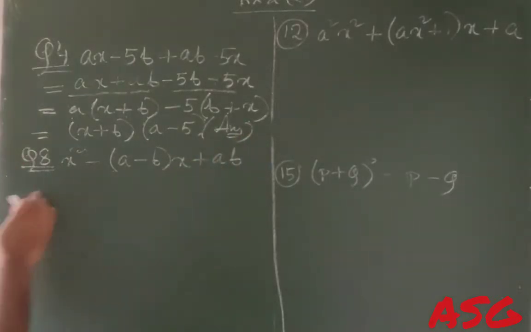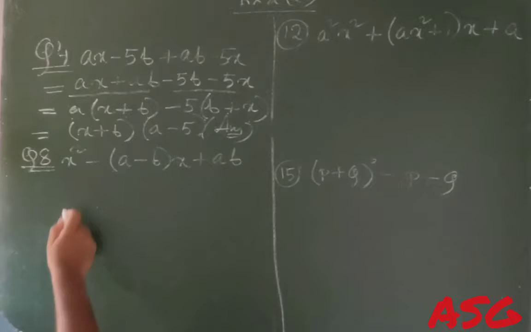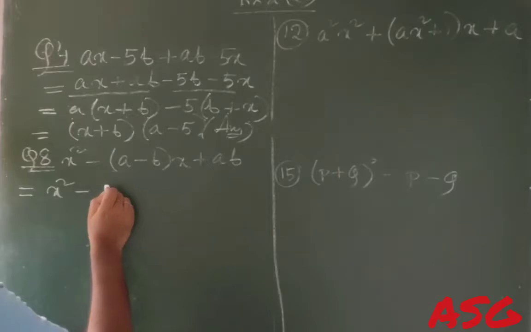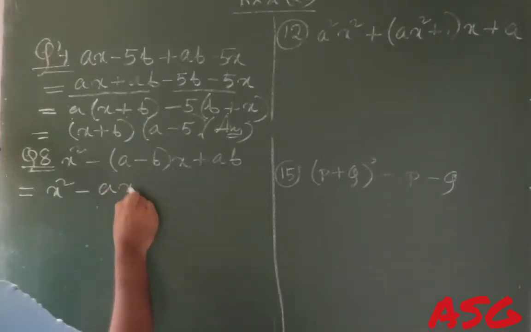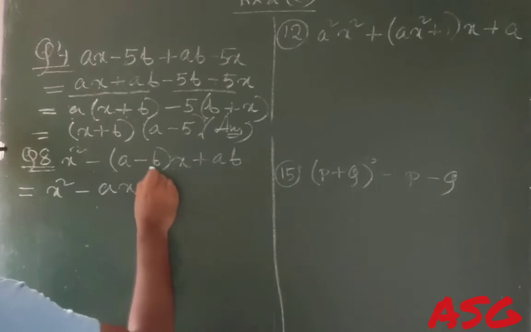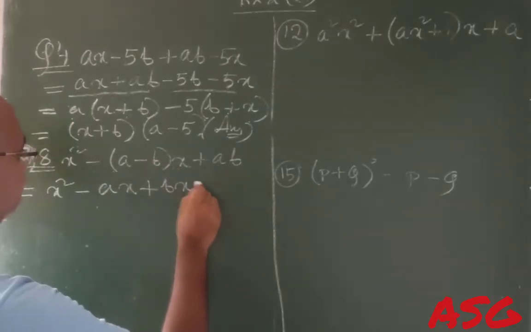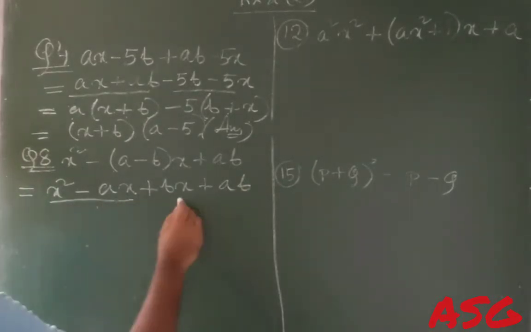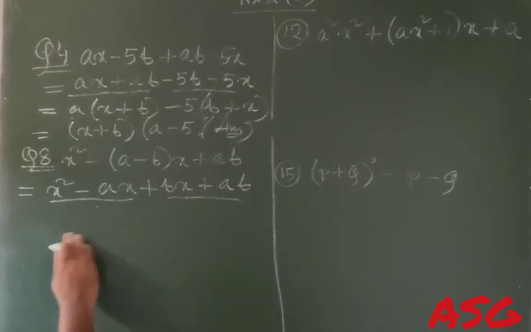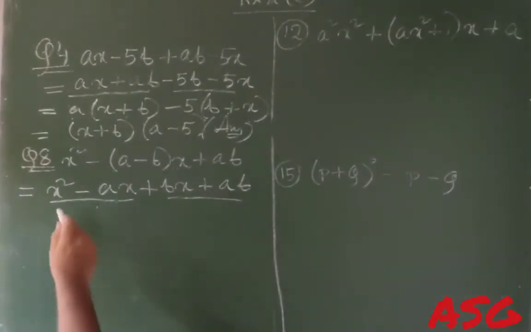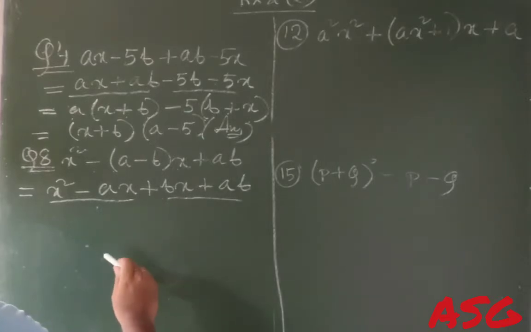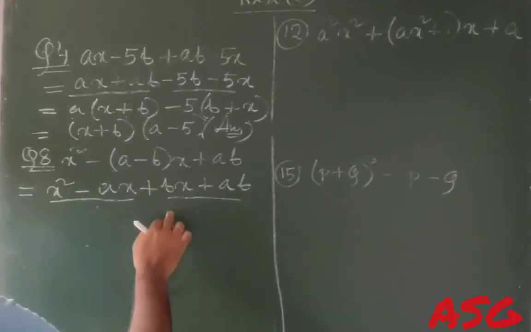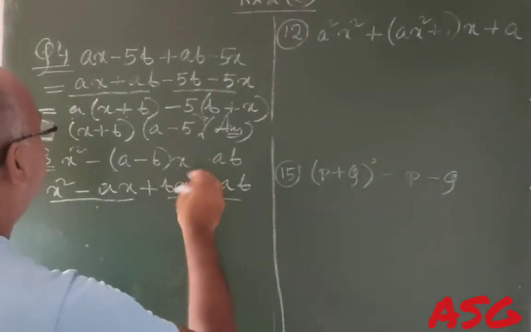Moving on to the next sum, question number 8. First of all, I have to remove this bracket. How can I do that? x square minus minus a into x, so ax, minus minus is plus, b into x, which is bx, plus ab. Now I can take common from the first two and common from the last two. Here x is common, here b is common. The problem out here is x square minus ax plus bx. I think according to the question it should be minus.